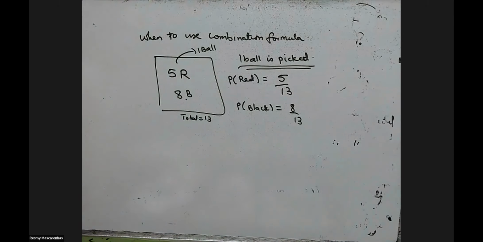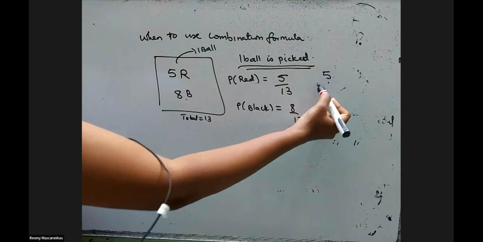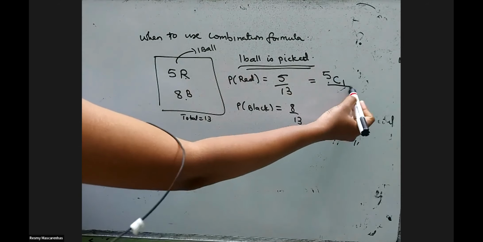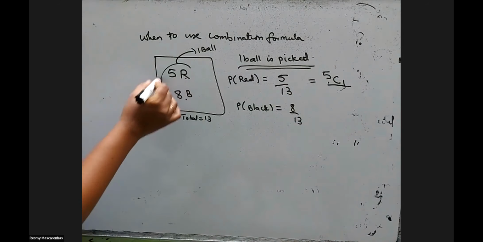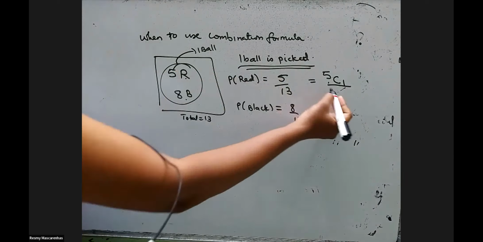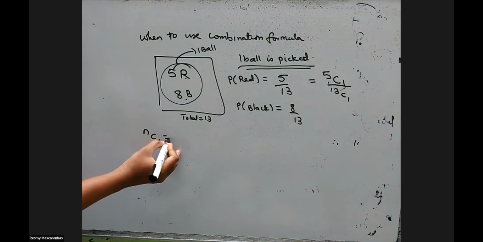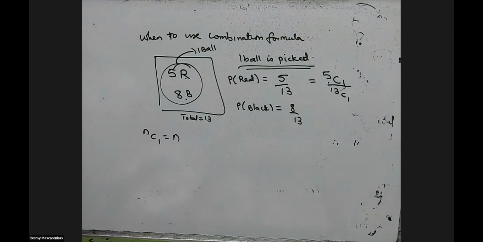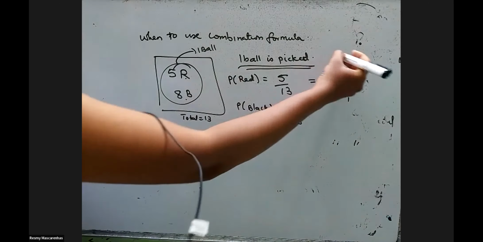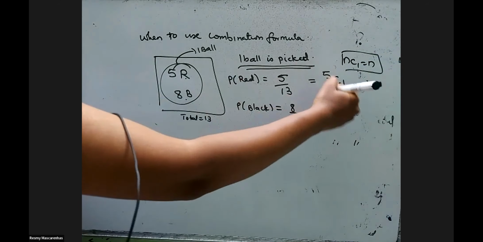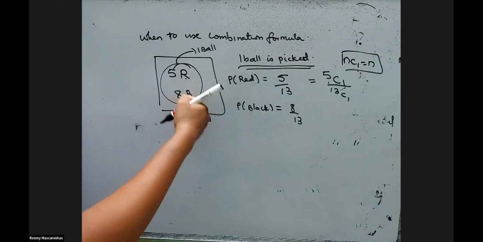How is this arrived at? Out of 5 red, you are picking 1. And what is the sample space? Out of 13, you are picking 1. But anything like that, NC1 is always equal to N only. So visually we don't write this. We directly write 5 out of 13.